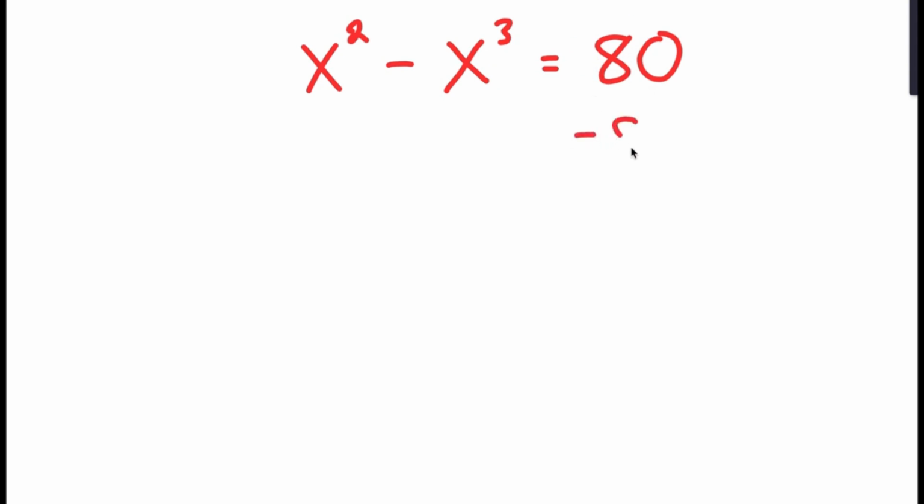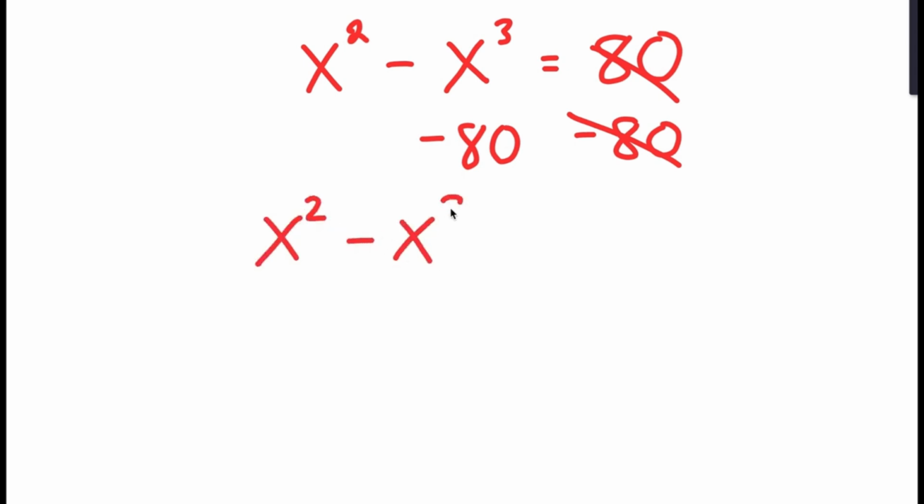Alright, so in this video, I'm going to solve the equation x to the power of 2 minus x to the power of 3 is equal to 80. To solve this equation, I'm going to first start by subtracting 80 on both sides. So now I get x to the power of 2 minus x to the power of 3 minus 80 is equal to 0.